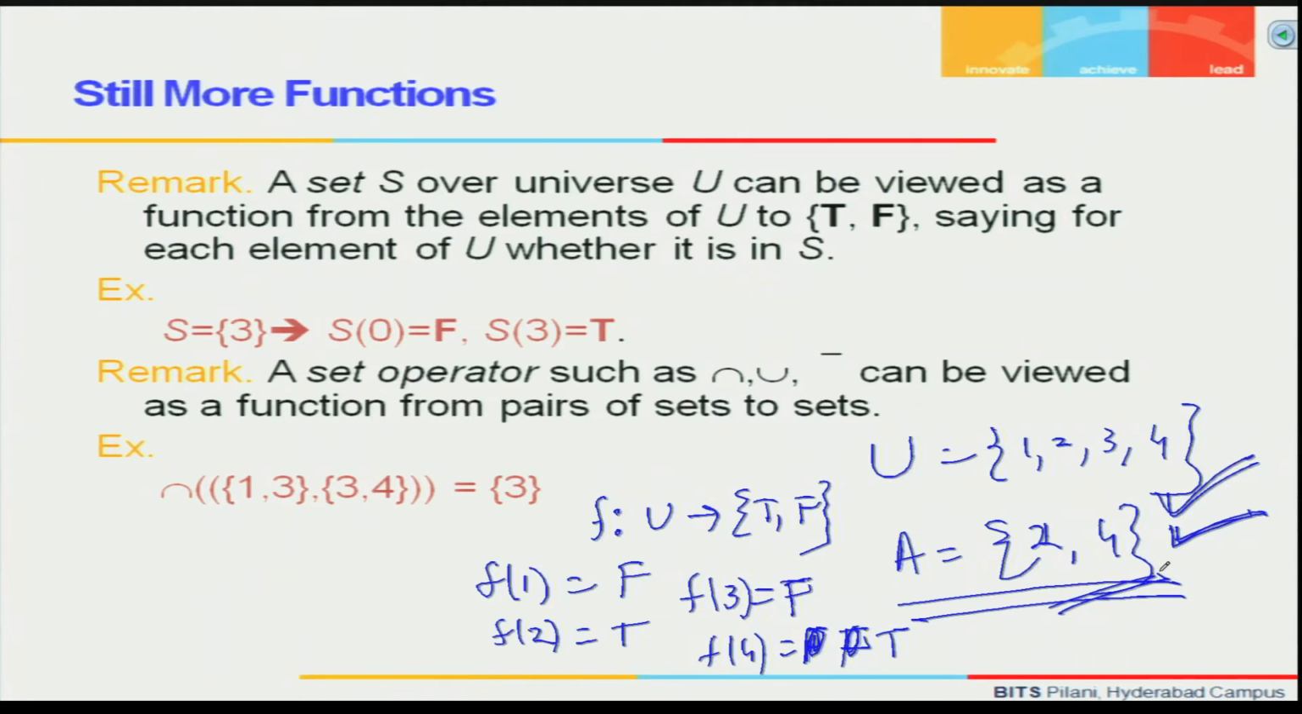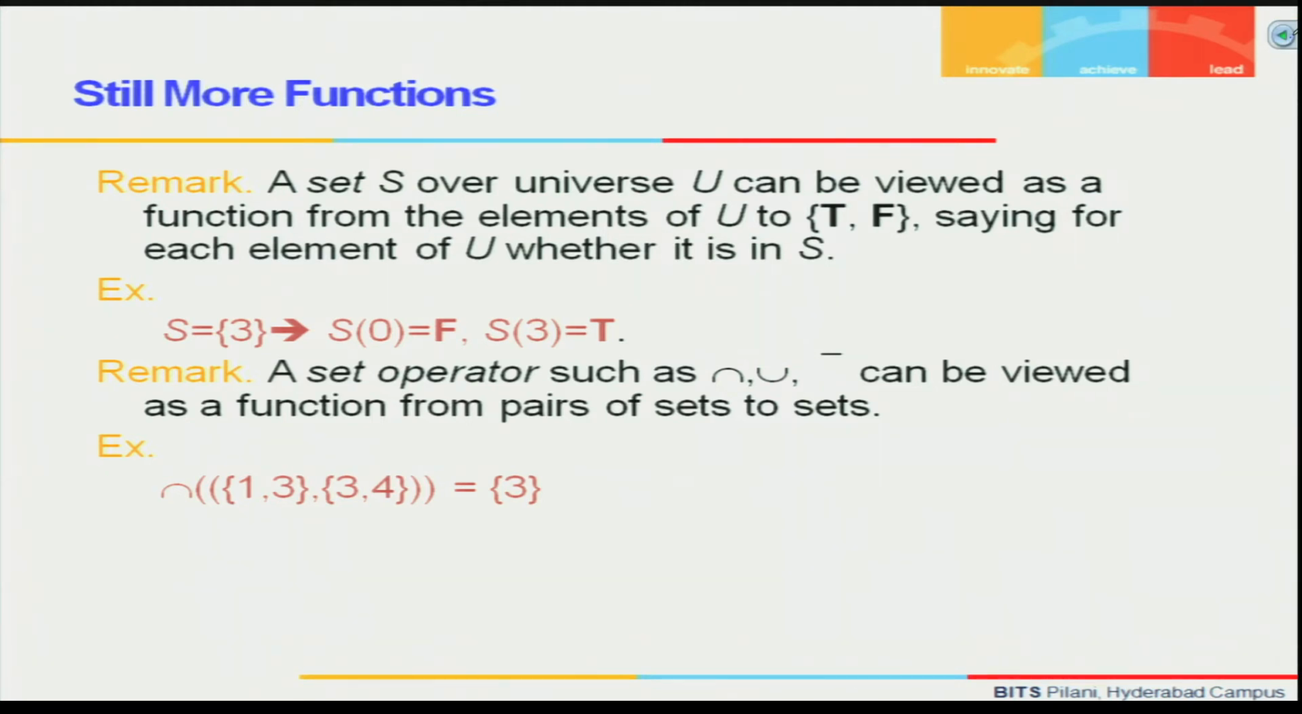Again, the operators that we have seen in the previous class, the union, the intersection, the negation operators can also be nothing but functions that are acting from pair of sets to sets, isn't it? When you say intersection of {1, 3} and {3, 4} is {3}, basically intersection can be seen as a function from the Cartesian product of the set of all sets, to the set of all sets.